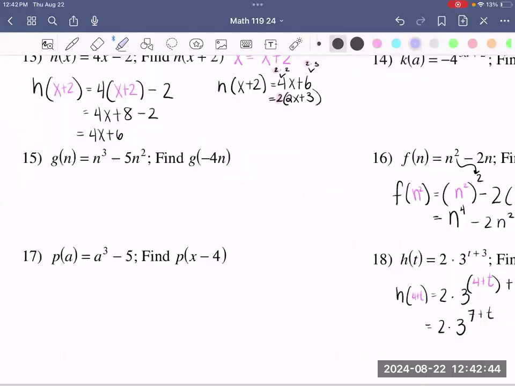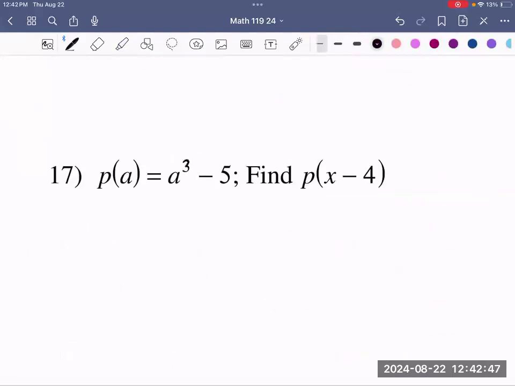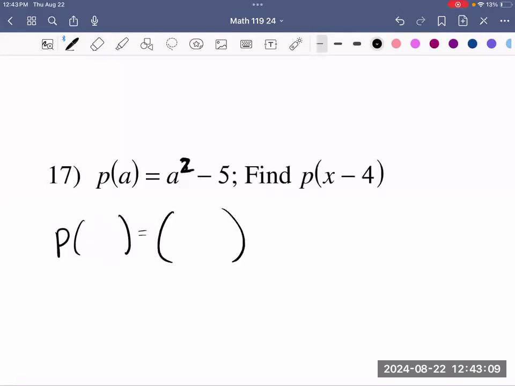Now let's look at 17. Now I might change it because this is a lot of multiplying. So I might change ours to be a squared -5. And then if you wanted to go back and try it again with a cube, that's perfectly fine. So this is now P of A. We have an A there, so we're going to leave a gap. Parentheses 2 -5. Again, I changed mine for my purposes. So now we are replacing your A with x -4. So replacing x -4, x -4.